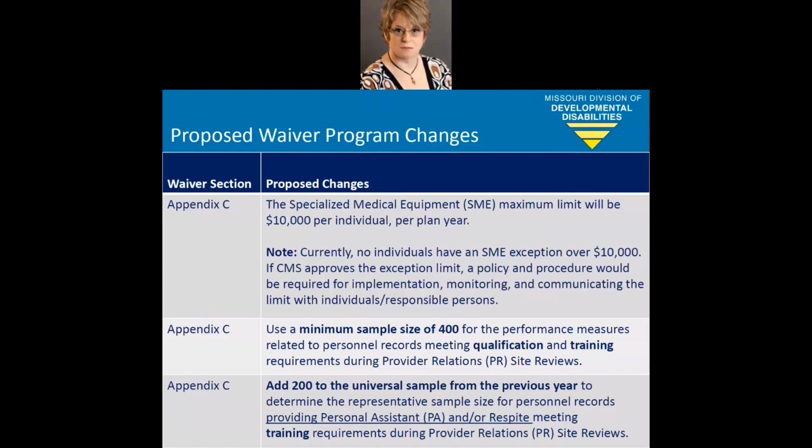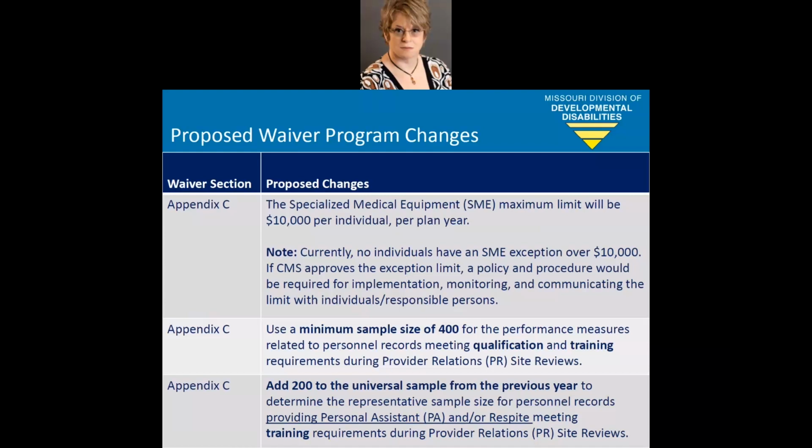There are two performance measures that report on the direct support professional information gathered during the provider site review. One on waiver qualifications, which is background screen and education requirements of direct support professionals, and one on training, such as abuse and neglect, first aid, CPR, medication administration, positive behavior supports, and person-centered support plan training. To ensure the data is a representative sample of all personnel delivering the waivered services, the division proposes to set the minimum sample size of 400.